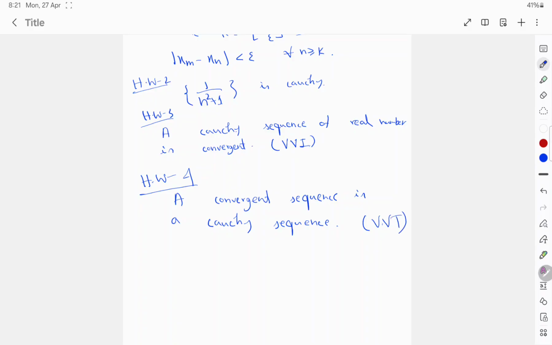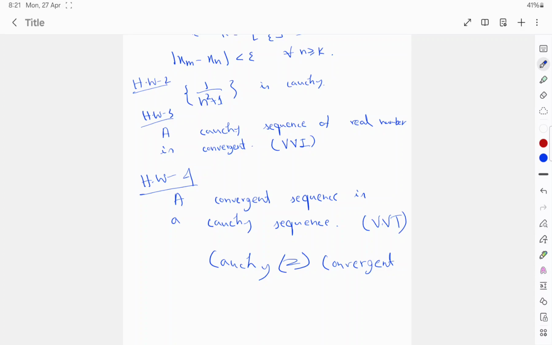So whenever you are in real sequences, Cauchy is equivalent to convergent, that you can say. Whenever your sequence is convergent, you can say that it is Cauchy. Whenever it is Cauchy, it is convergent. So Cauchy if and only if convergent. So this thing also may come. So then you have to write both homework 3 and homework 4.